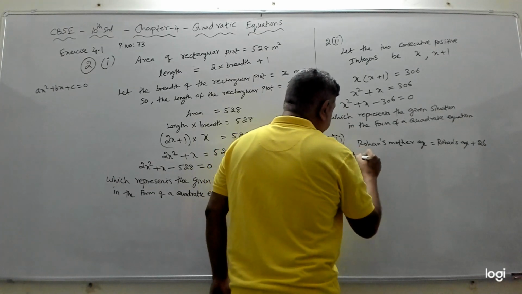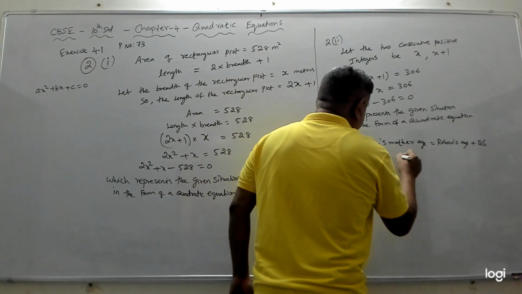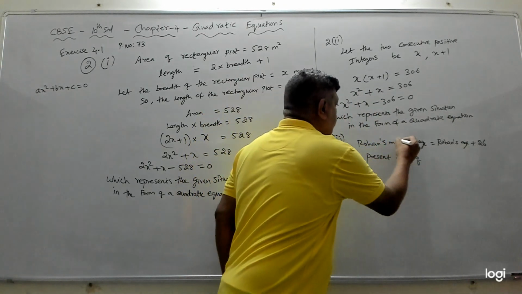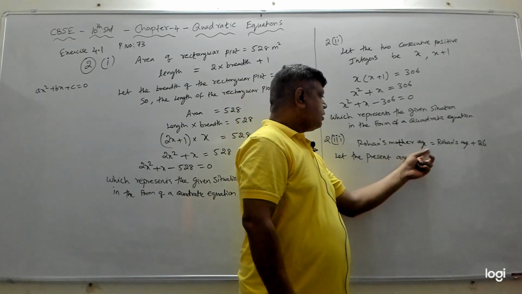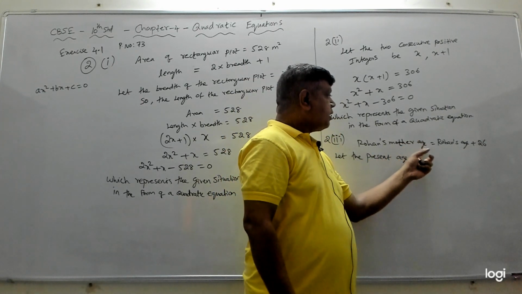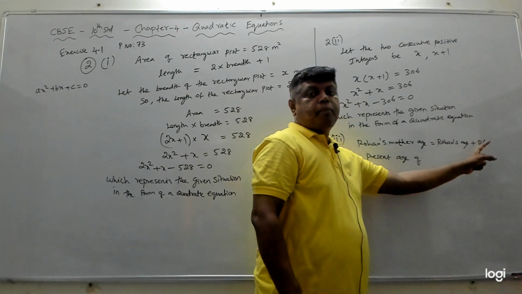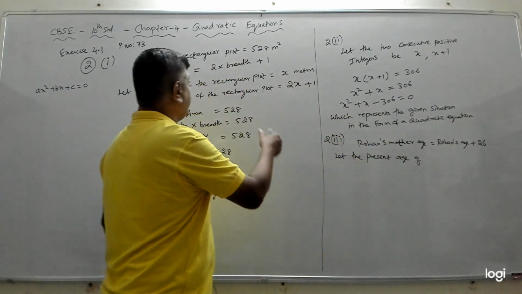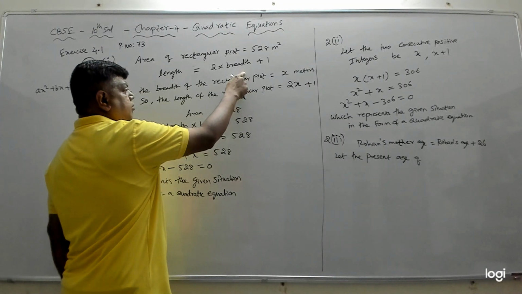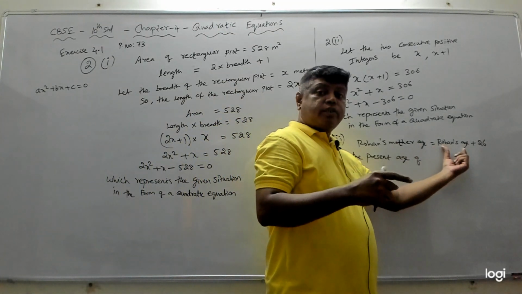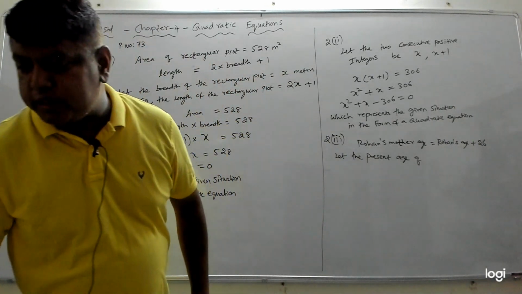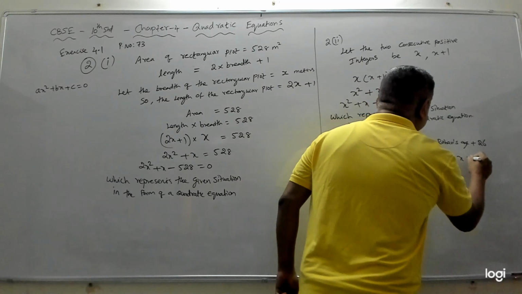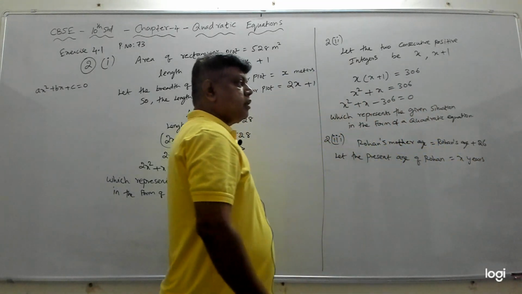Let the present age of Rohan be x years. Now, Rohan's mother's age is given in terms of Rohan's age plus 26. So we will assume Rohan's age as x, like how we assumed breadth as x here. Like that, here we will assume Rohan's present age as x. So let the present age of Rohan equal x years. His present age is x years.